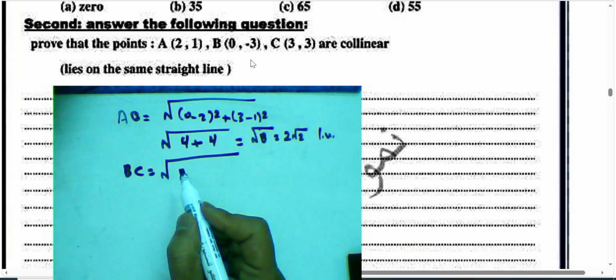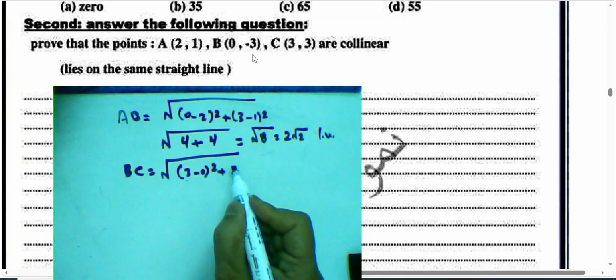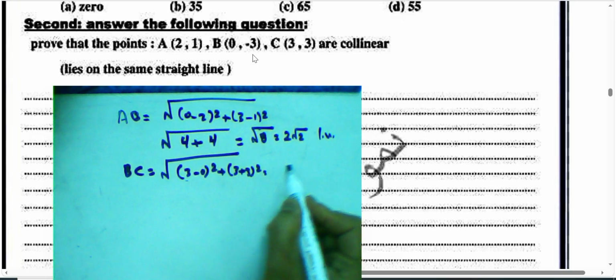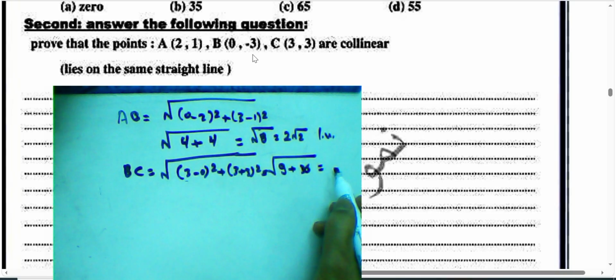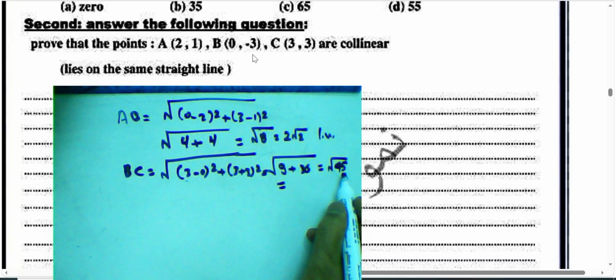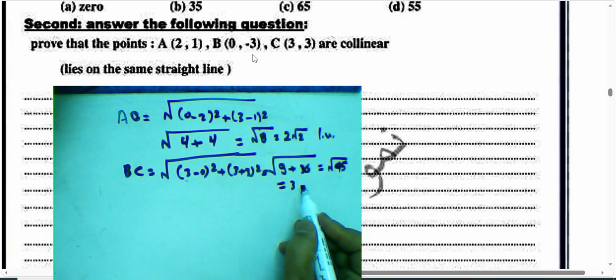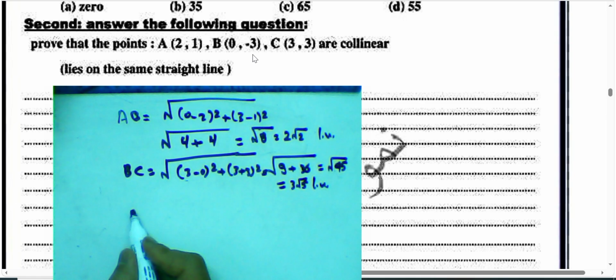B and C, here we have 3 minus 0 all power 2, and 3 minus 3, it will be 3 plus 3, all power 2, equal to the square root of 3 minus 0, which is 3 power 2, 9, and 3 plus 3 is 6, 6 power 2 is 36. Then we have the square root of 36 plus 9, it will be 45. 45 is equivalent to 9 times 5, so it will be 3 root 5 length units. And also we can find AC.